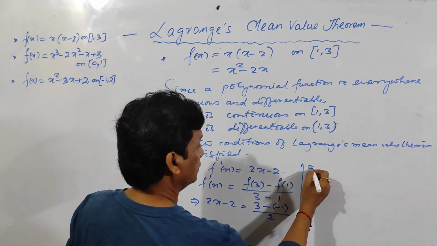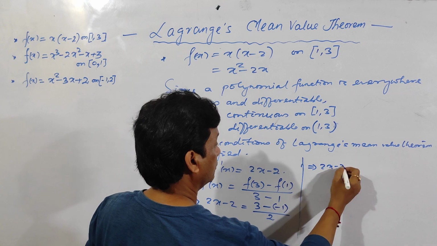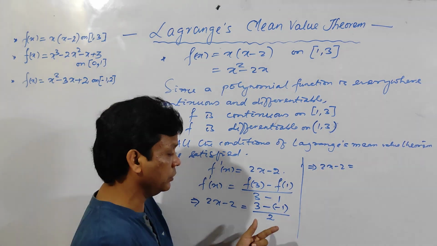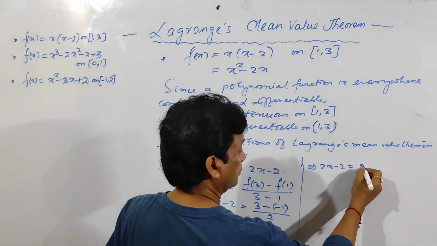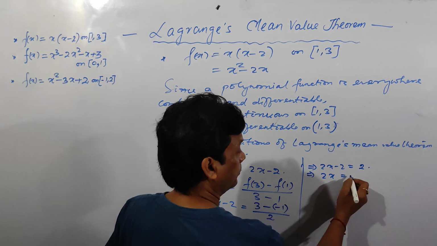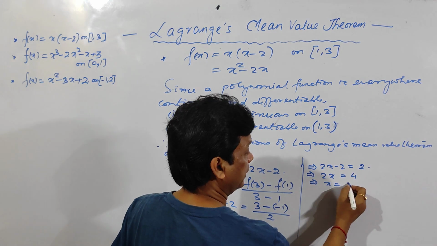So adding here implies 2x minus 2 is equal to minus minus plus, it will become 3 plus 1 is 4, 4 by 2 it is 2. Here, take minus 2 to the right hand side, it is 2x is equal to 4, so x is equal to 4 by 2, it is 2.